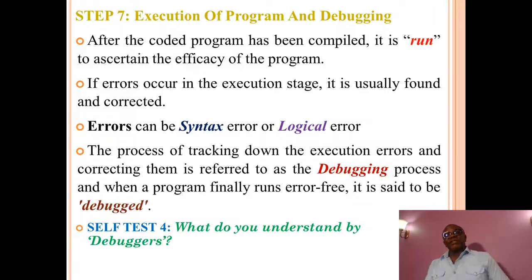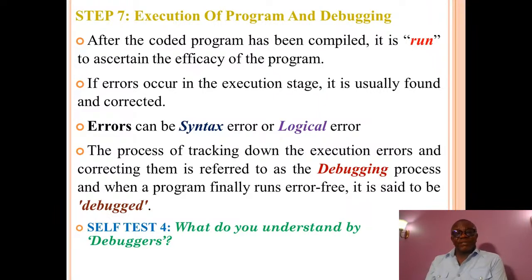If errors occur in the execution stage, they are usually found and corrected. In this stage, errors can be syntax error or logical error. By syntax error, we mean, depending on the software you are using, even when you put a comma where it is not supposed to be, it will signal an error. And that type of error is called syntax error.